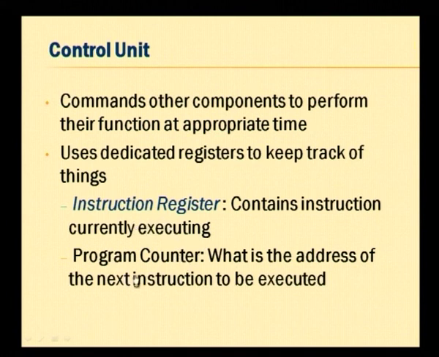Similarly, we have something called a program counter. Now, this program counter will keep track of what is the address of the next instruction to be executed. Okay. So, one keeps track of the address, which means this is used for sequencing things, and instruction register is the one that keeps track of what is the instruction that is currently being executed. Okay. So, based on these two registers, the control unit is able to sequence and make sure that the components perform the operations correctly. We will take a look at the details of this after a small break.